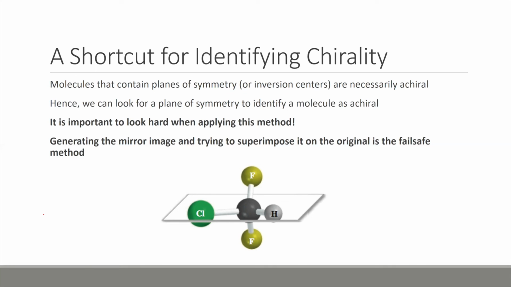Generally, if you can generate the mirror image of a molecule and then try to superimpose it on the original, this is always the fail-safe method. This is always how you can tell if something is chiral or not. If it's hard for you to see these planes of symmetry or inversion centers, just generate the mirror image and try to superimpose it. See if they are superimposable.